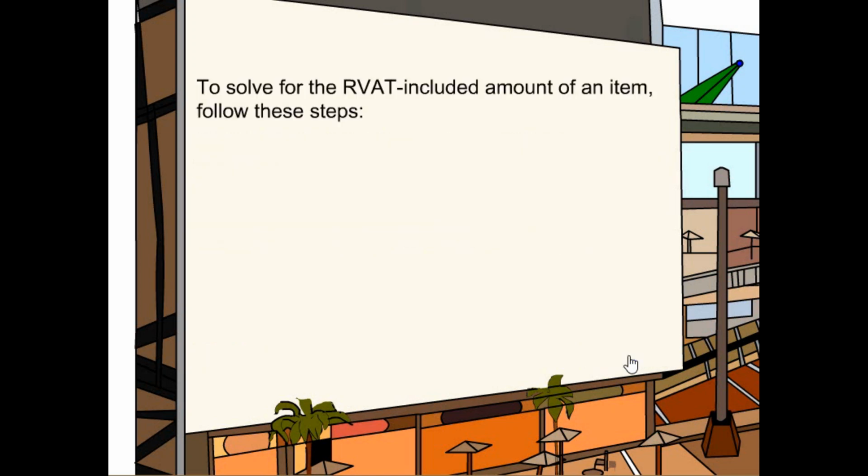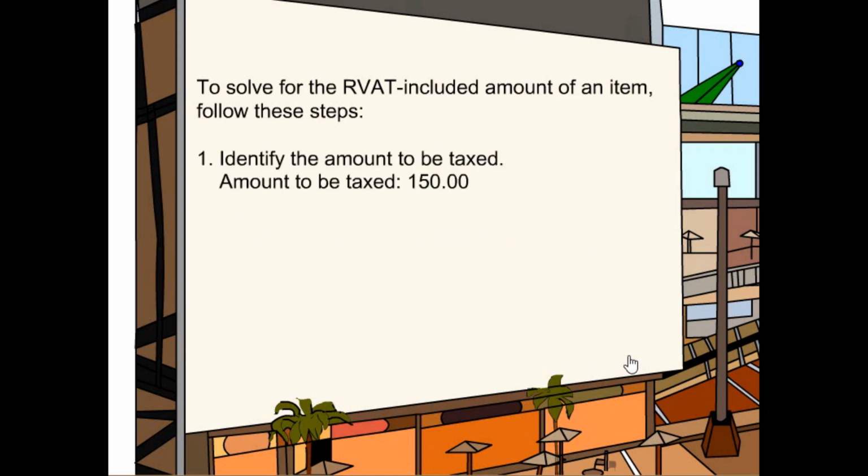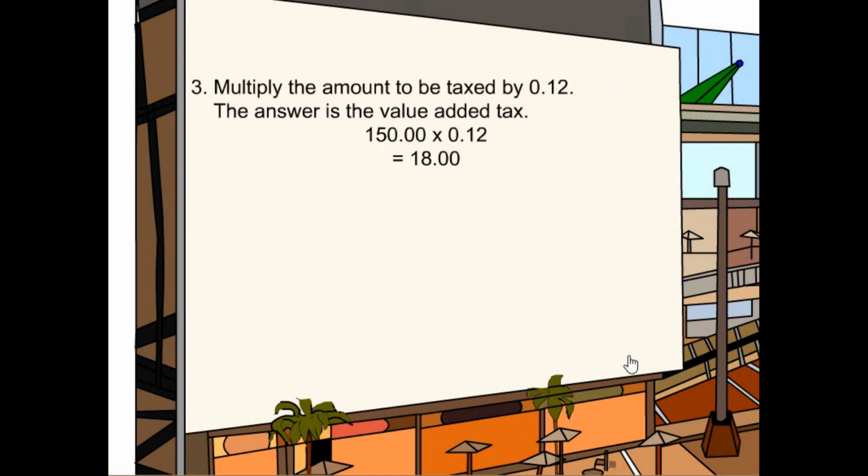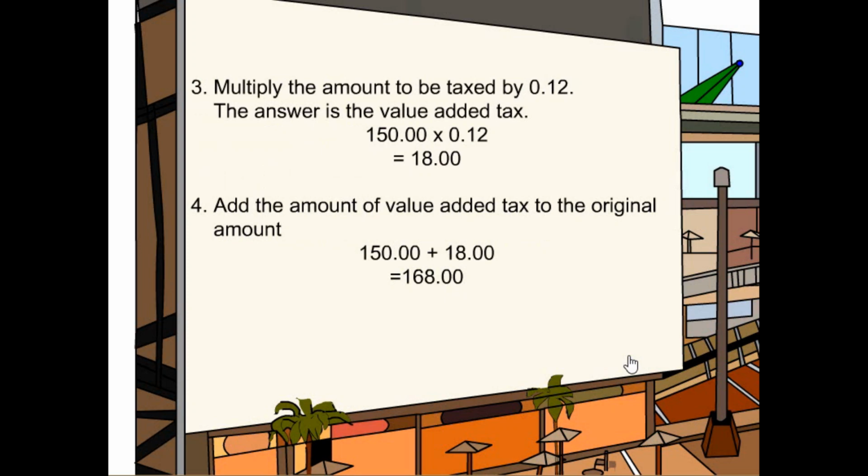To solve for the RVAT included amount of an item, follow these steps. Identify the amount to be taxed. Convert 12% to decimal form. 12% is the VAT rate in the Philippines. Multiply the amount to be taxed by 0.12. The answer is the value-added tax. Add the amount of value-added tax to the original amount.